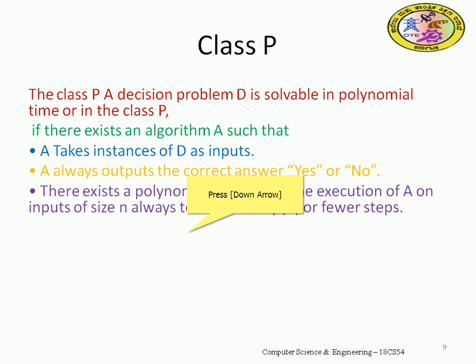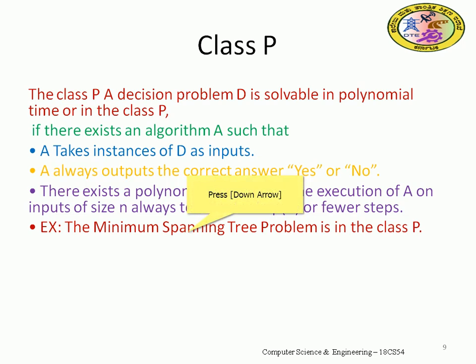So inputs of size n always terminate in P of n or fewer steps. For example, the minimum spanning tree problem is in class P, a polynomial problem. With a minimum spanning tree, we can visit all the nodes of the tree in the shortest distance.